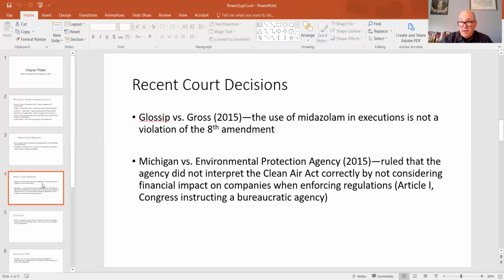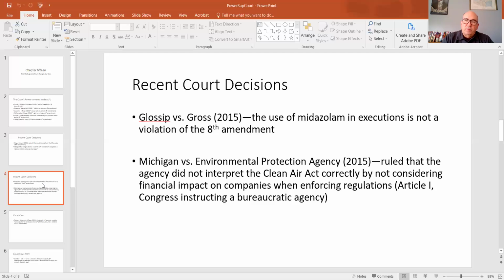This is an interesting case as well that we see here. You can see the second case, Michigan versus Environmental Protection Agency. So notice the statement here, ruled that the agency did not interpret the Clean Air Act correctly by not considering financial impact on companies when enforcing regulations. So this comes back to Article 1. So in some ways, when you're saying there wasn't an amendment here, there was the article, the powers of Congress being interpreted by the court.